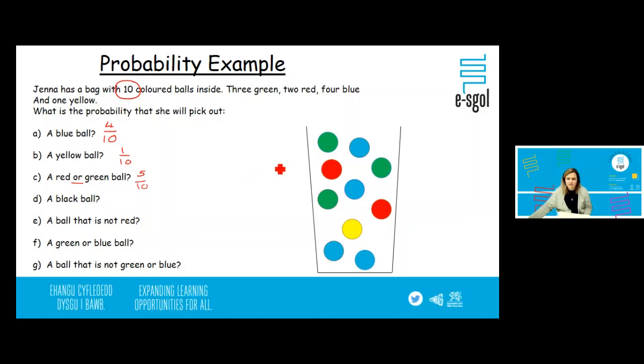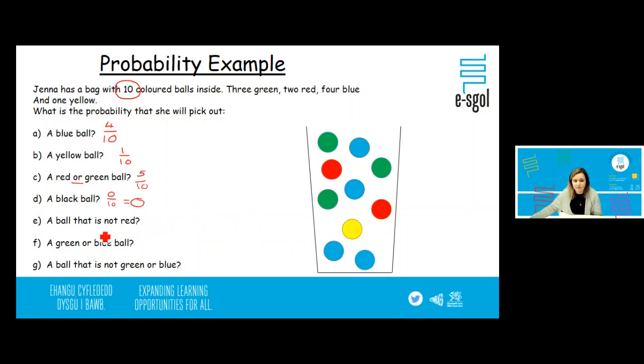Probability of getting a black ball. Now there are no blacks in there, so 0 out of 10, but we wouldn't actually write it like that. 0 out of 10 is not the correct format. We could simply write 0. So the probability of getting a black ball from this diagram that's shown is 0.